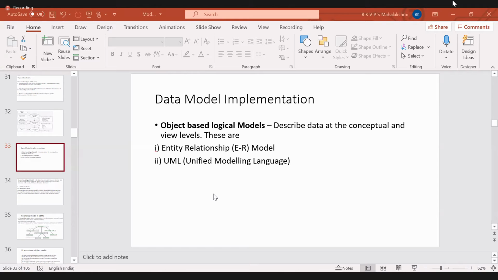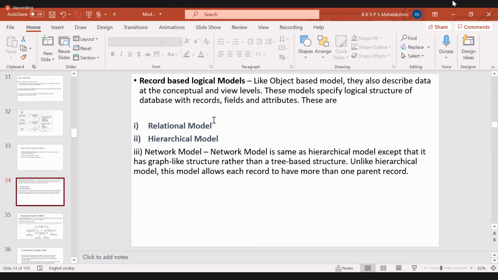And this second one is unified modeling language. And coming to the next thing, record-based logical model. Okay, listen here. Actually, in this record-based logical model, we again have three subtopics because these are the examples. Relational model, record-based means the relational model only. You know one thing, the relational model can be converted to the object model.